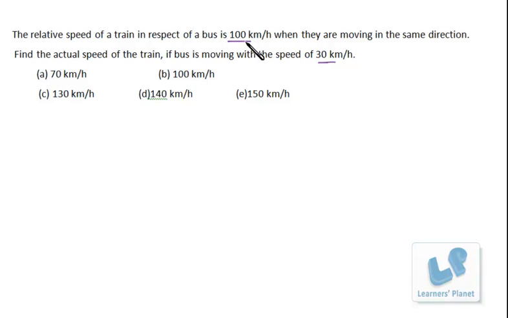Okay, so what should be the speed of the train? Definitely it should be 100 more than this 30, either 100 less or 100 more. So 100 less cannot be there, so 100 more than this, that means 130. So this is the speed of the train, this is the speed of the bus, so the relative speed will be 100. As simple as that. No paperwork is required at all.